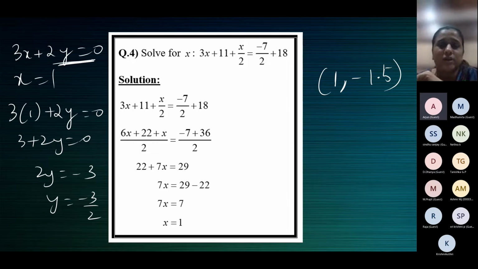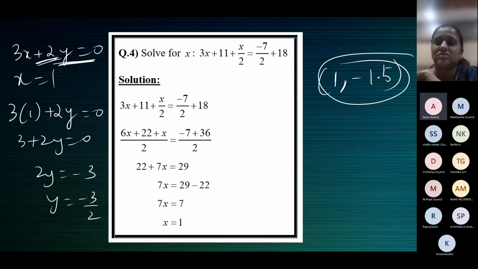The point given by the coordinates (1, -1.5) will lie on the straight line of this equation, because this is a solution of this equation. How do you find the solutions?